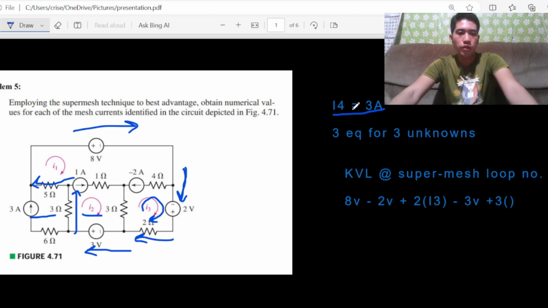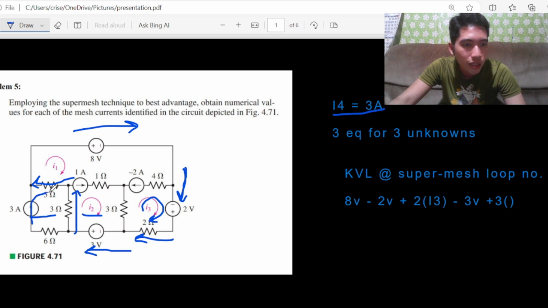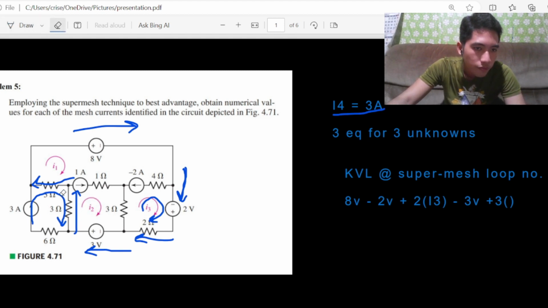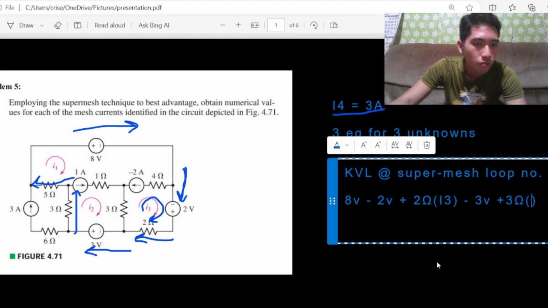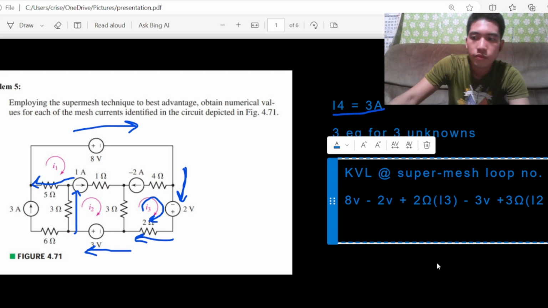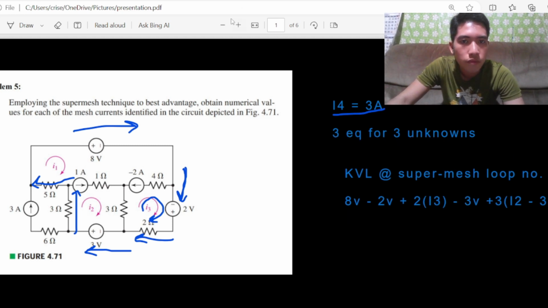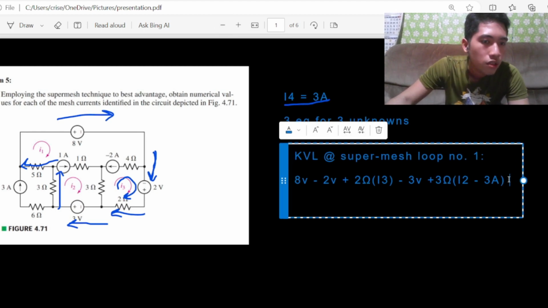But instead of writing I4, we can directly say that it is going to be 3 amps. And the reason it's going to be a negative current is because it goes opposite to the direction of I2, which is going up. So we're going to label that as negative 3 amps. So let's erase this. And let's write 3 ohms multiplied by I2 minus 3 amps. And then, next to that is going to be 5 ohms.